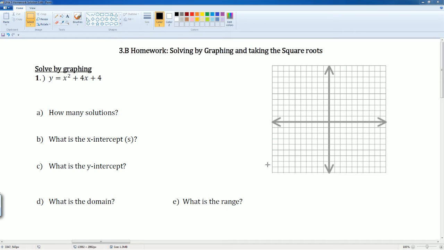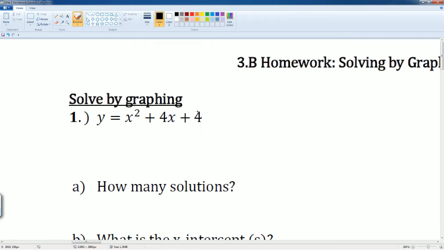This is on 3B, homework, solving by graphing and taking the square root. Number one, you're going to solve by graphing, but you have to graph it. So here we have our function. We're asking for how many solutions. So what we have to do is we should actually factor this out. So let's factor this out first.